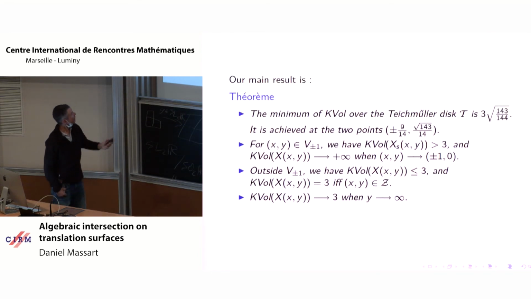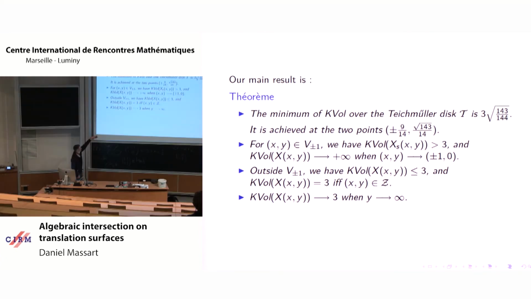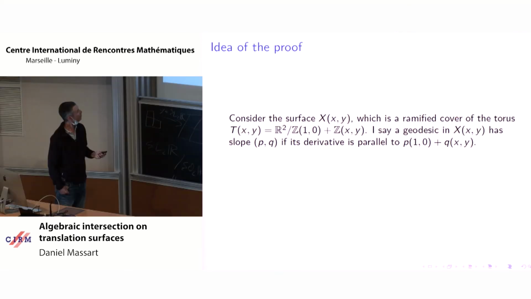And on the other hand, the minima are surfaces which do not look interesting at all. Unless I missed something, but maybe. So now I'm going to try to explain, because the proof is actually more interesting than the theorem.